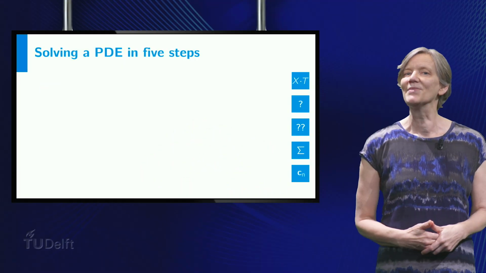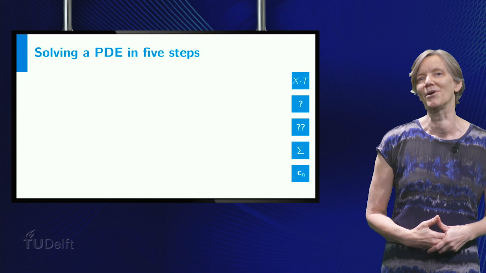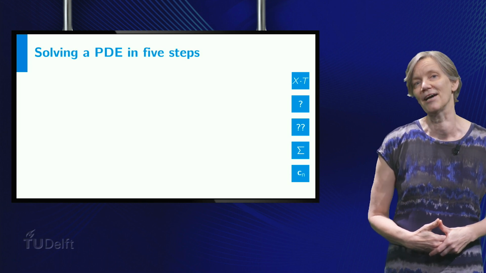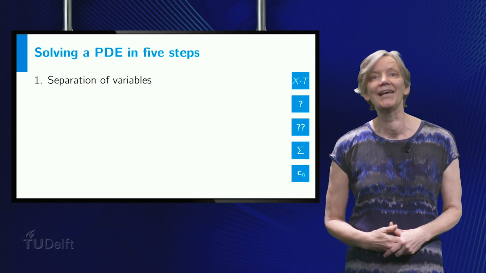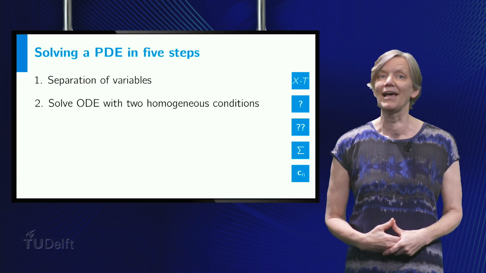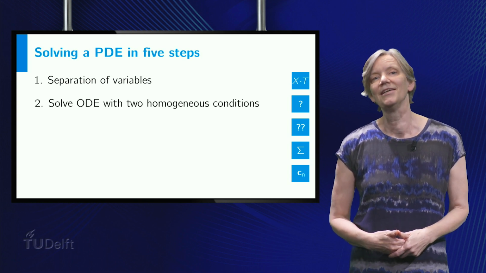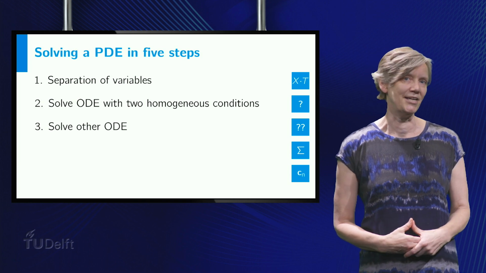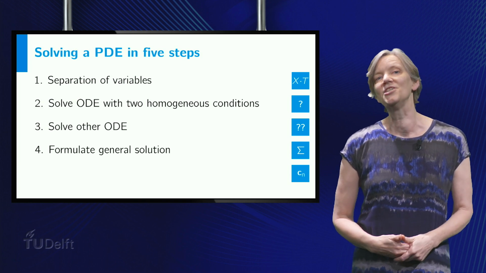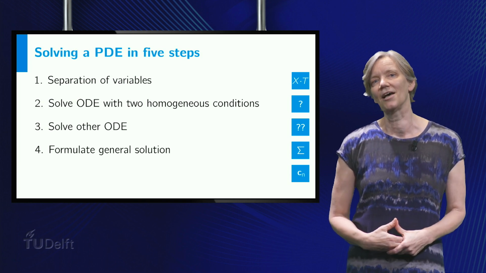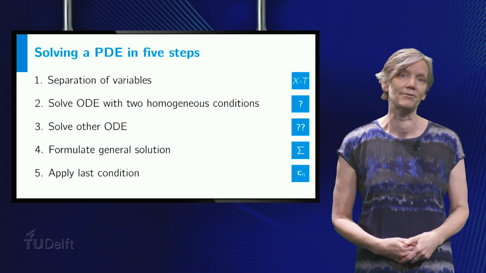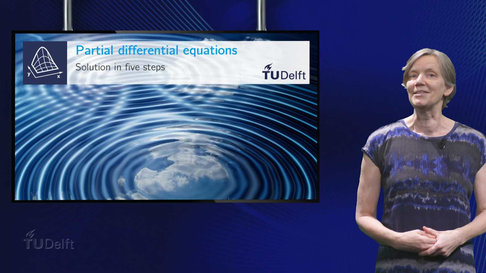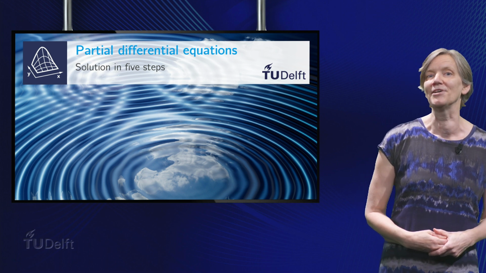To summarize, in this course you should solve partial differential equations in the 5 steps. First, separate the variables. Then, solve the first ODE and find non-trivial solutions. In step 3, solve the other ODE. Then, combine the solutions into a series. In the last step, apply the last condition, and that usually involves a Fourier series. Go ahead and start solving your own partial differential equations.